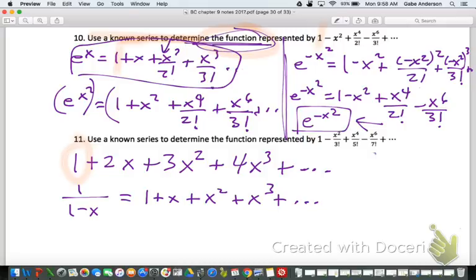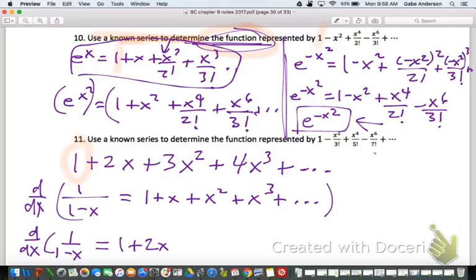So here's what I was going with. If we did d/dx of both sides, we would get d/dx of this equals, well, the derivative of 1 is 0. Derivative of x is 1. The derivative of x squared is 2x. The derivative of x cubed is 3x squared. We can think one step ahead. It would be x to the 4th. The derivative of that is 4x cubed. And then we would have a perfect match. So I would say it's the derivative of 1 over 1 minus x.